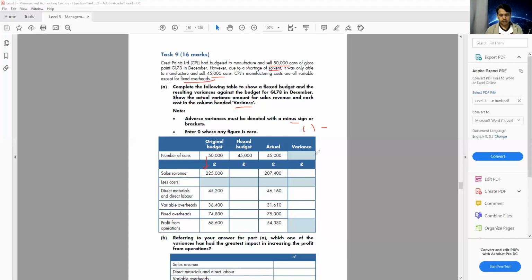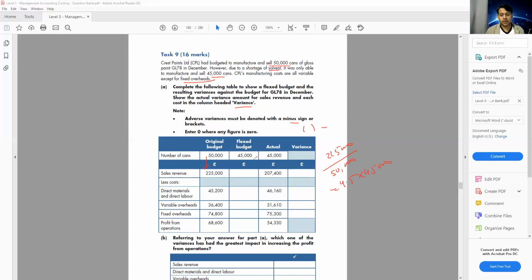So I said 225,000 divided by 50,000. That is 4.5 per unit. My selling price is 4.5 per unit, and I'm going to multiply by 45,000 to get the figure for this line.